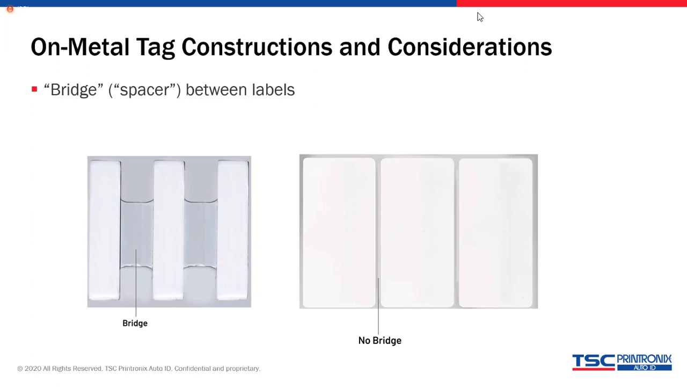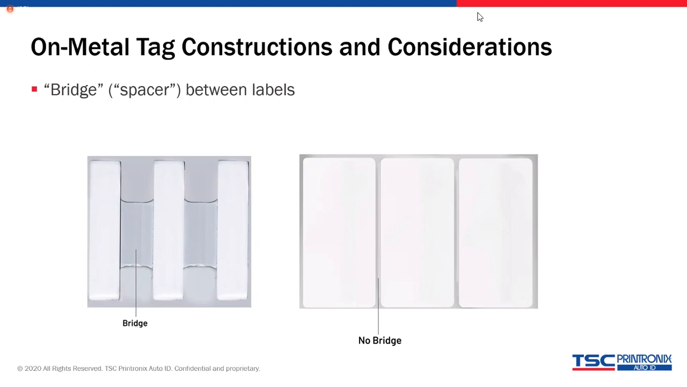If you have a choice, we recommend going with a tag that has a bridge. The good news today is that most of the newer on-metal tags coming out will have this bridge. This bridge is important because it helps the labels feed through the RFID printer. Without the bridge, there's a big gap, a big jump, and the print head bounces up and down, and it's more difficult for the printer to feed and backfeed the label. So you can still see a lot of these no bridge tags out there on the internet, but we recommend getting a tag with the bridge.